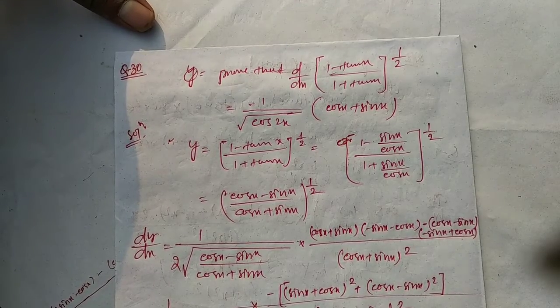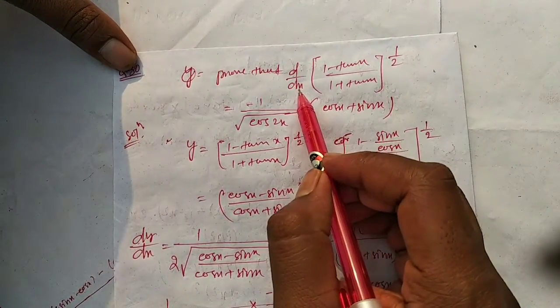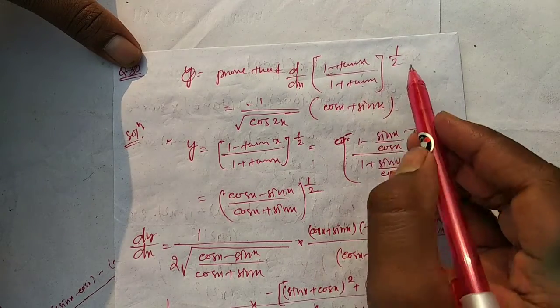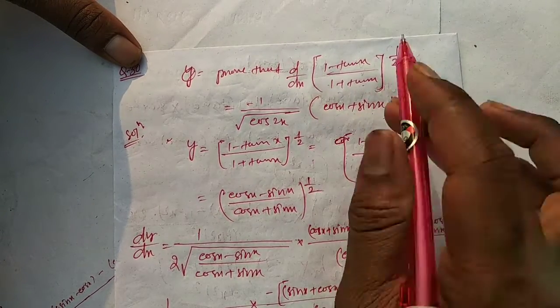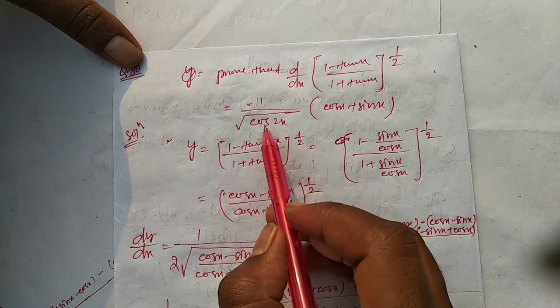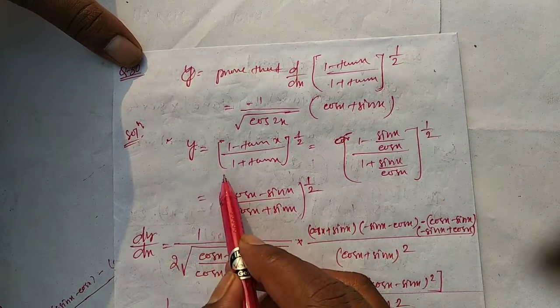Let's solve question number 30. Here the question is, prove that dy by dx, that is the derivative of 1 minus tan x upon 1 plus tan x, whole to the power half, that means the square root of this quantity, will be, we have to show, minus 1 upon square root of 2x into cos x plus sin x. Okay, so this is the function.